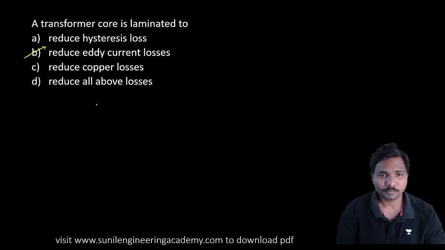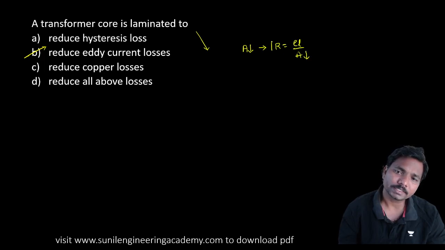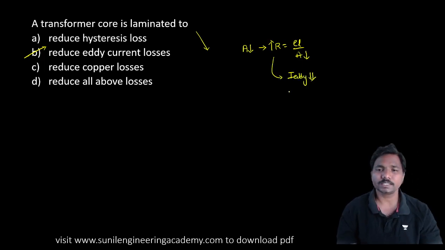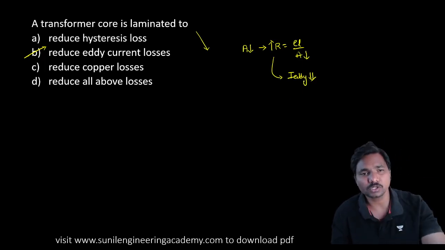Why do we go with lamination? By using lamination, we can reduce the area of the cross section. Whenever the area reduces, since R is equal to rho L by A, as area is less, resistance is more. Resistance is more means eddy currents are less, and whenever eddy currents are less, the eddy current losses are also less.